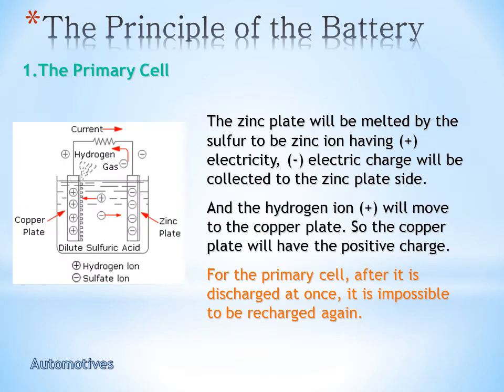The battery primary cell. The zinc plate will be melted by the sulfur to be zinc ion having electricity. Electric charge will be collected to the zinc plate side, and the hydrogen ion will move to the copper plate. So the copper plate will have the positive charge. Notes: for the primary cell, after it is discharged at once, it is impossible to be recharged again.